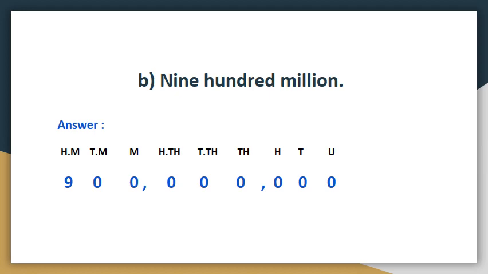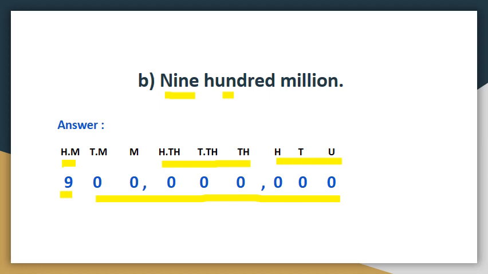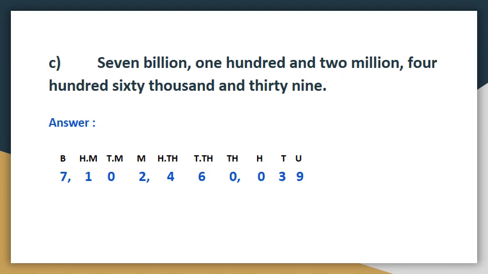Here is another example. In this example, the question is 900 million. So 9 is in the 100 million place. After that, we are placing zeros towards the right of the number because we don't have any number in the group of thousands and units. Here is the last example of writing numbers.